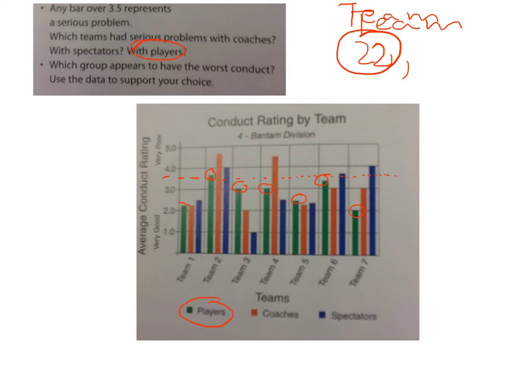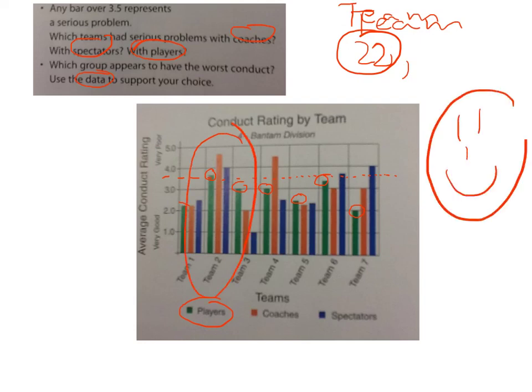So looking down at the last question as we wrap this up, which group appears to have the worst conduct overall? Use the data and the graph to support your choice. I think it's pretty obvious. We've noticed in the previous question which team had a serious problem with coaches and spectators. Which team showed up in all 3 categories? Take a guess. If you said it's team 2, you're right. They need an attitude adjustment. So hopefully they'll learn their lesson and they'll play a little bit more friendly.